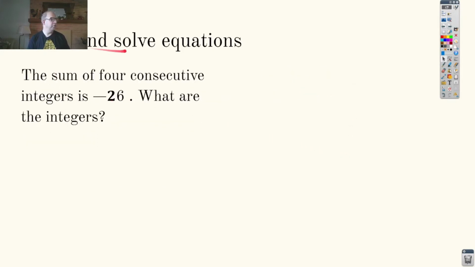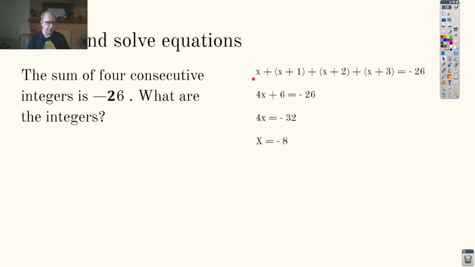Right? So let's try this one. The sum of 4 consecutive integers is negative 26. What are the integers? So here's our series. We have 4 consecutive integers. If you remember from early on, if the first integer is x, then the next one is x plus 1, the next one is x plus 2, x plus 3, etc. So I have 4 of those. Here's the first integer, x, the second integer, x plus 1, the third integer, x plus 2, the fourth integer, x plus 3.